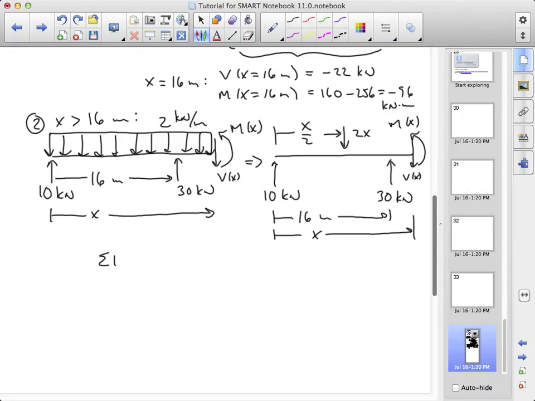On this basis, then, vertical force equilibrium tells us 10 plus 30 kilonewtons, or 40 kilonewtons, minus 2x kilonewtons minus v of x is 0. And so v of x is 40 minus 2x kilonewtons.